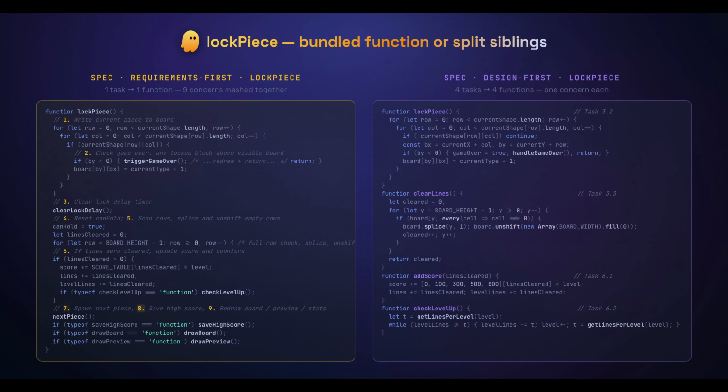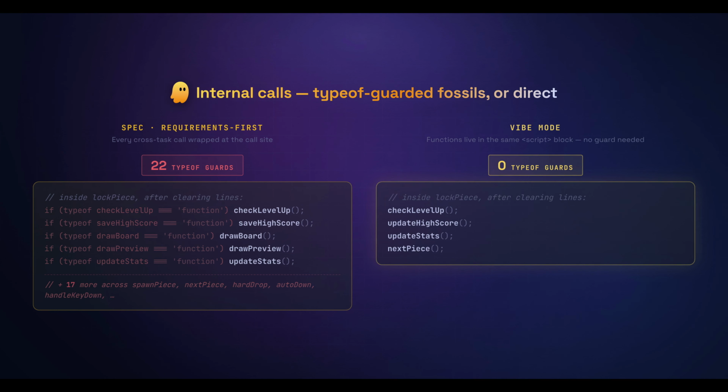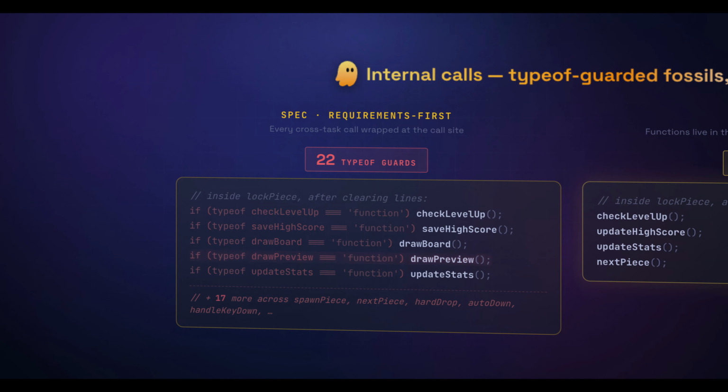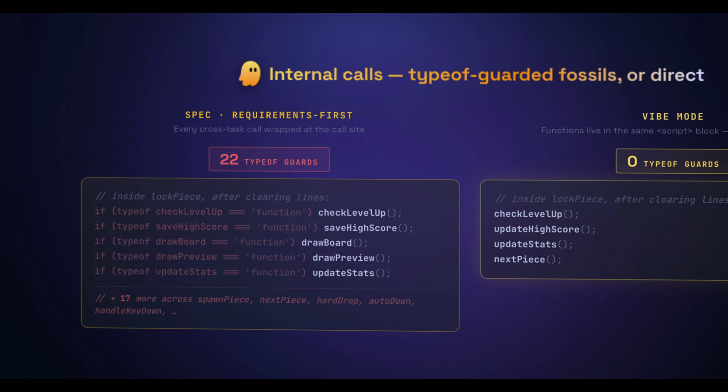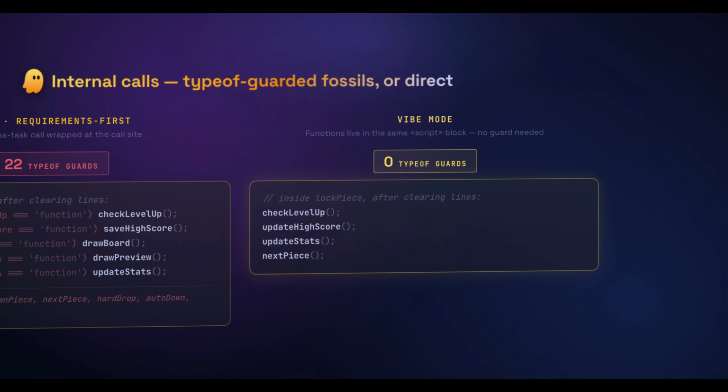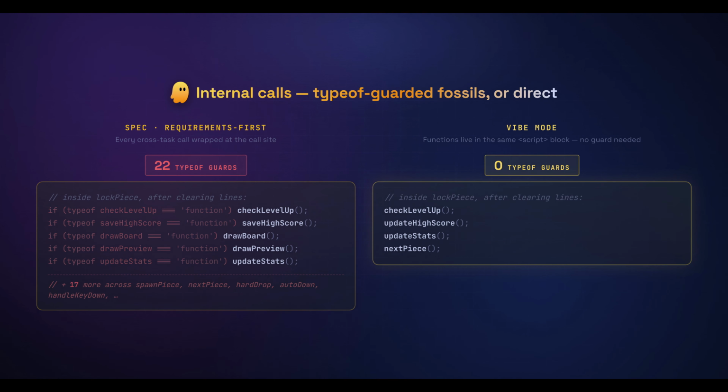Design first splits the same concerns across 4 tasks and produces 4 separate tight functions. The bottom-up build order leaves a different fossil. Requirements first wraps every cross-task function call in a typeof equals function guard, 22 of them, even when the called function is defined directly above it in the same script block. Vibe mode just calls the functions directly, 0 unnecessary guards.